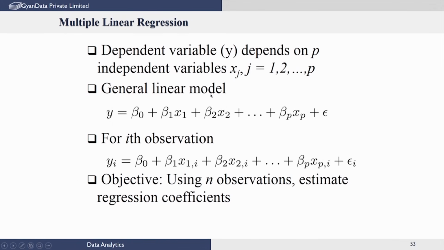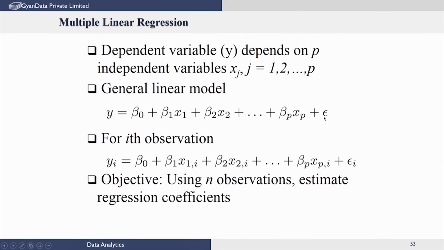In general we can write this linear model as before. We can say y, the dependent variable, is equal to beta naught, an intercept, plus beta 1 times x1 plus beta 2 times x2 and so on up to beta p times xp, where beta 1, beta 2, up to beta p represent the slope parameters or the effect of the individual independent variables on the dependent variable.